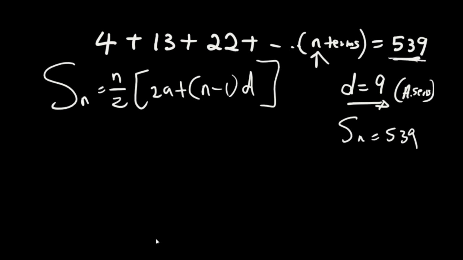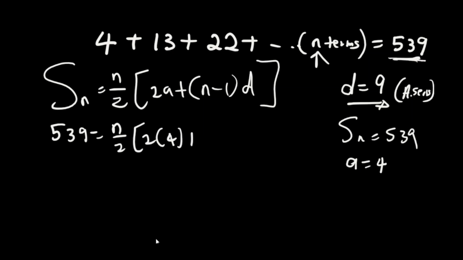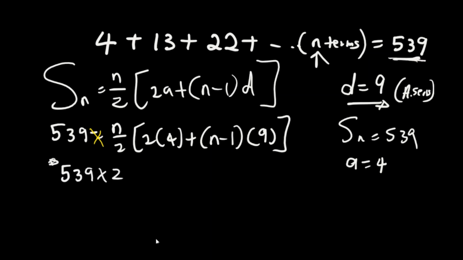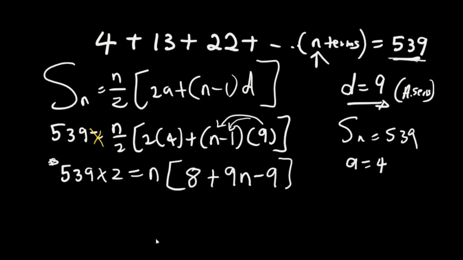So I'm just going to substitute that, and our a value is 4, which is our first term. So 539 equals n over 2 into 2 times our a value, 4, plus n minus 1 multiplied by our d, which is 9. And then from here, I'm just going to cross multiply. We'll get 539 times 2 equals n into 2 times 4, which gives us 8, plus, and then this 9 will multiply everything inside the bracket, and you get 9n minus 9.